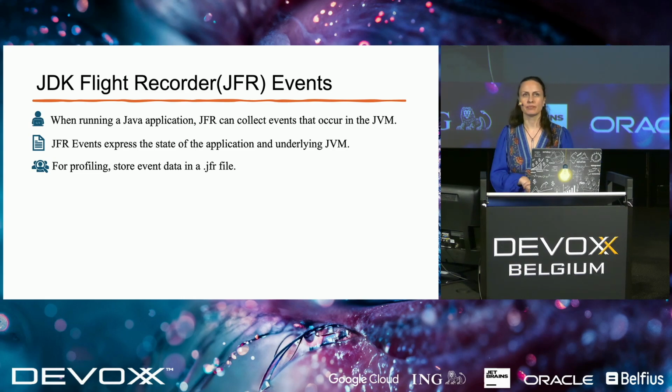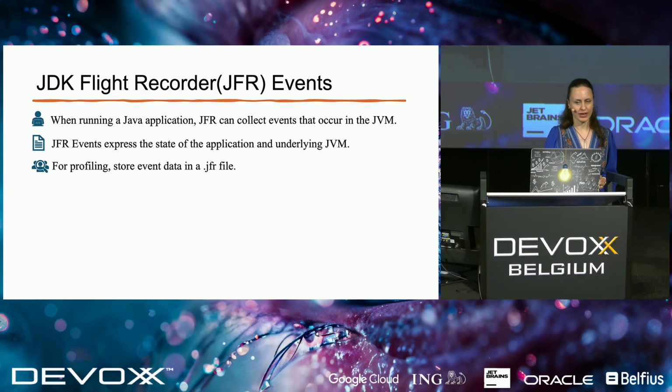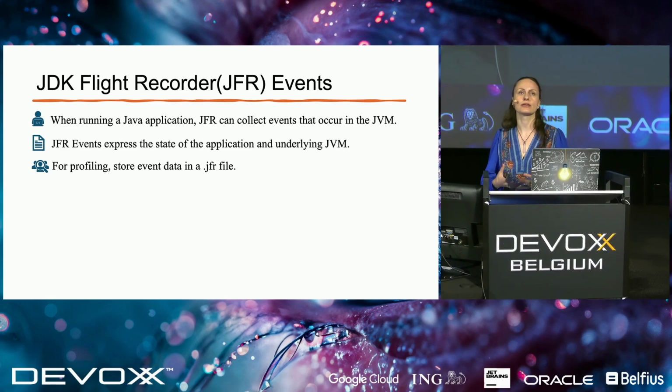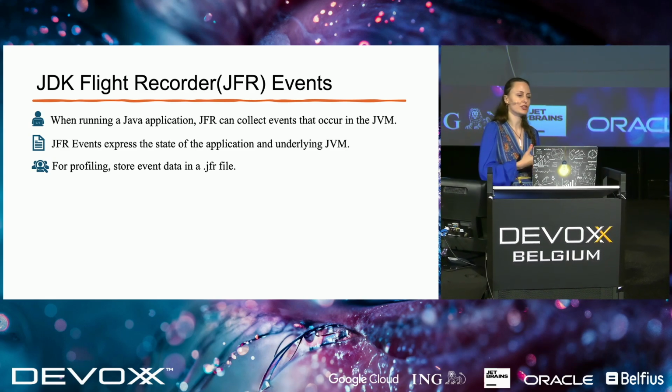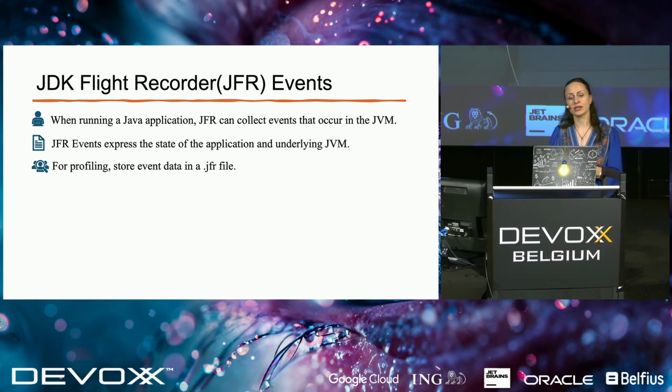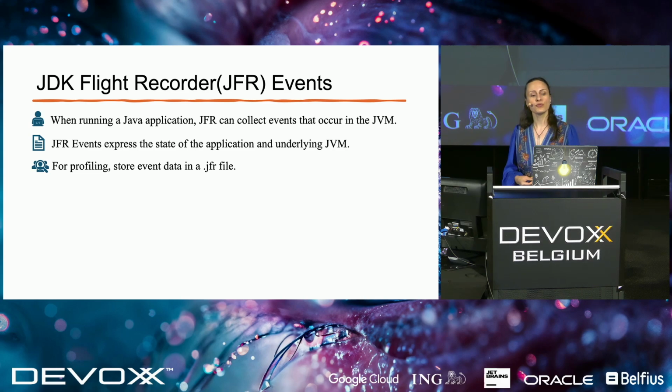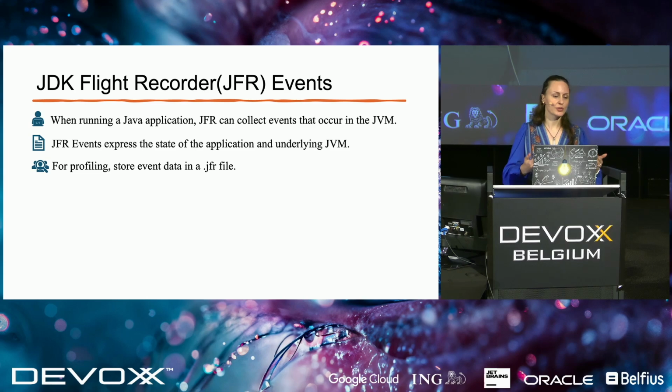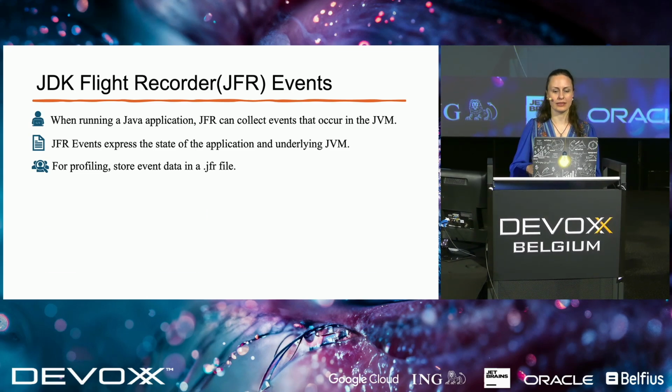Before going into the action, a bit of a recap on JDK Flight Recorder events, what they are, what they do, and so on. When running a Java application, probably many of you have profiled it and used JFR to collect events that occur in the JVM. JFR events can help us understand what's going on, both with our application and with the underlying JDK it is built upon. And most importantly, for profiling, we store that data in a .jfr file. So that's what JDK Flight Recorder is mainly helping us with.